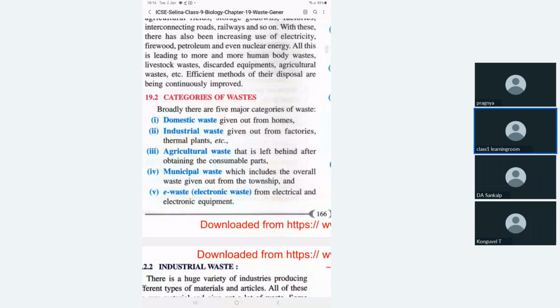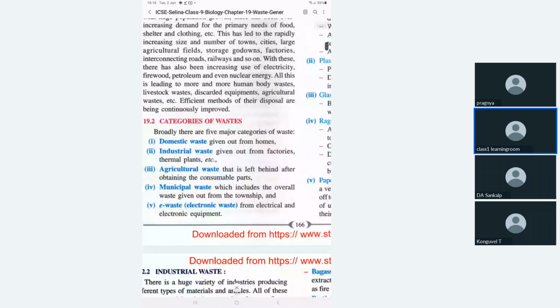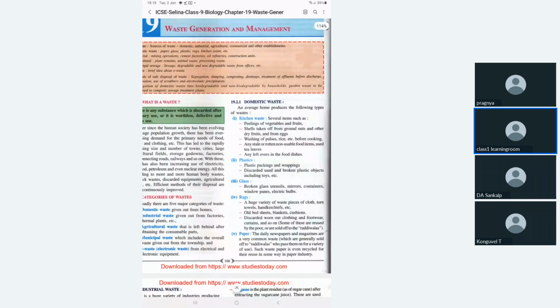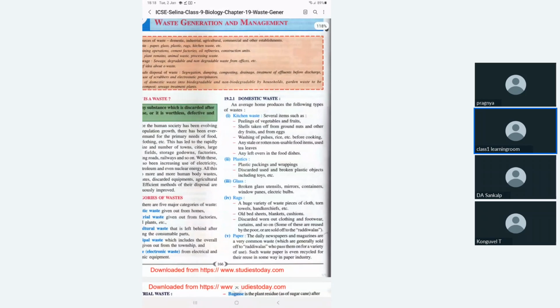See, we also discussed the types of waste: harmful waste and harmless waste. So in domestic waste there are harmful and harmless types. Industrial waste has harmful and harmless. Agriculture waste also, harmful and harmless. Municipal and e-waste also. Okay, harmful and harmless wastes. Now each and every category is classified here.